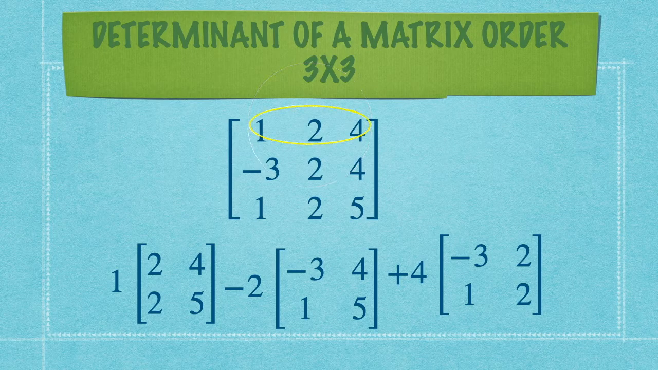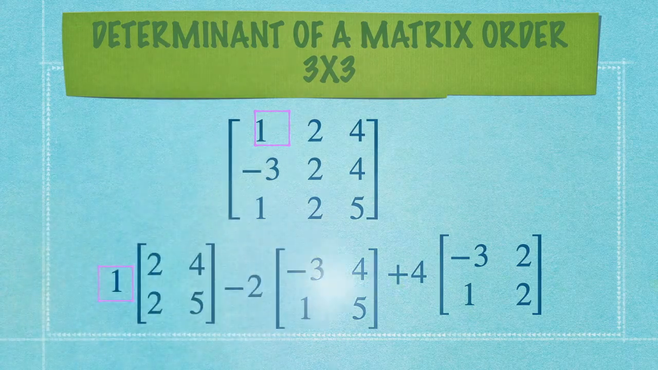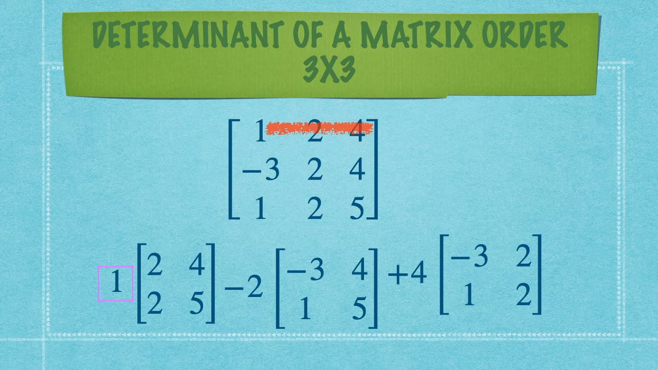Now let us look at this example. Again, we're going to use the first row in this example. Now we're going to have the 1 being placed right where we're seeing it. And then we eliminate the first row and the first column. So what we have is the matrix 2, 4, 2, 5. So this 2 by 2 matrix, we have it beside the 1.